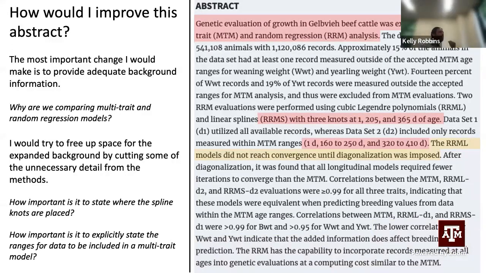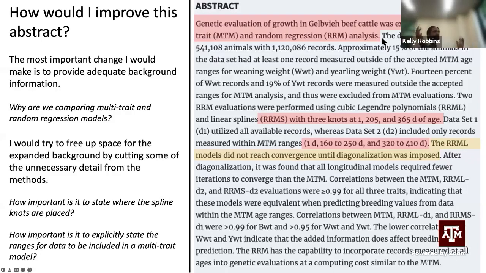Yeah. So I would say that there's nothing inherently wrong with this sentence right here, right? So the genetic evaluation of growth in Gelbvieh cattle was examined by multiple trait model and random regression model analysis. So I think that sentence can stay the way it is because it does clearly state what we did. What's missing here is there needs to be a second sentence that says why we were comparing multiple trait models to random regression models.